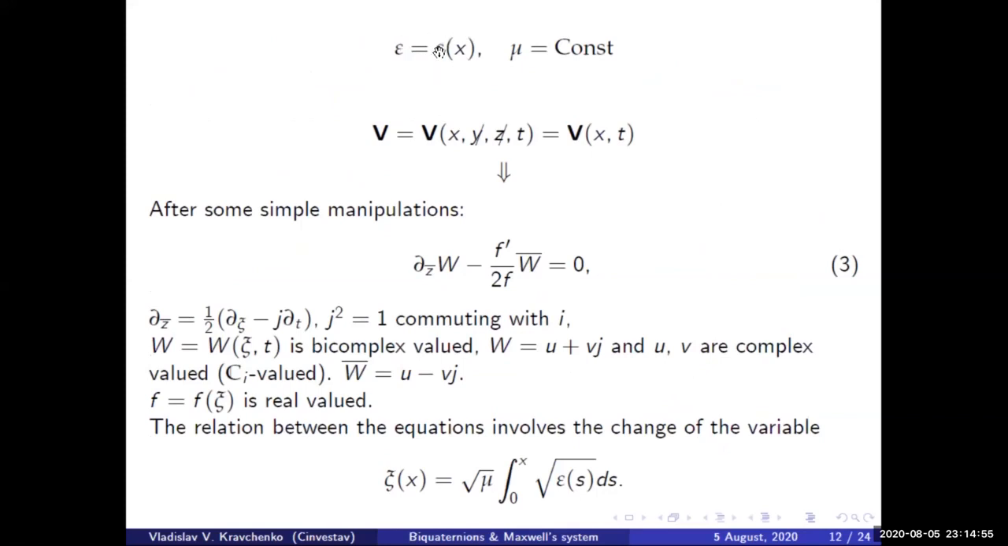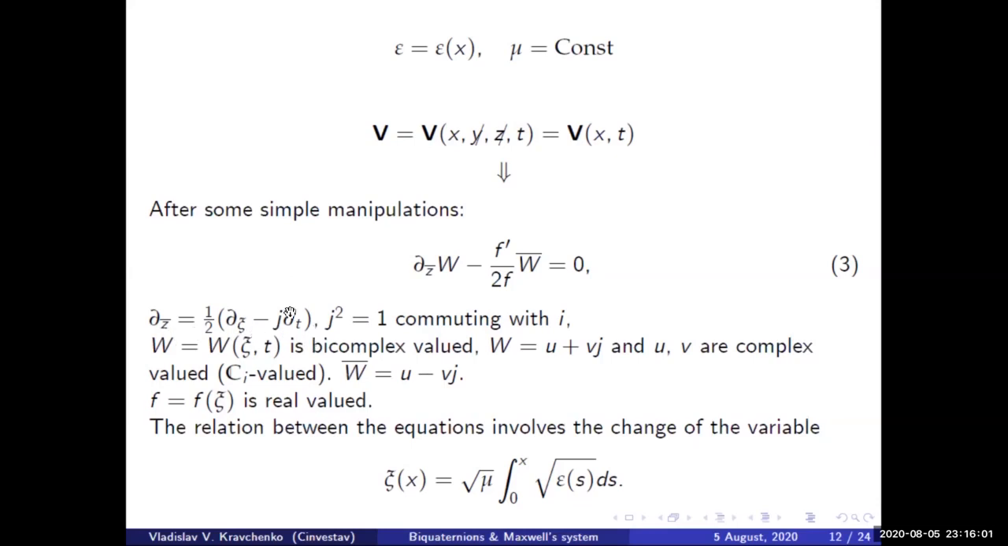So we are studying the model where this epsilon depends just on x, on one variable. Mu can be constant, can be a function, doesn't matter, but for simplicity it is a constant, so the medium is non-magnetic. And in this case, the problem can be reduced to the situation when this V, which was the combination of E and H, the electric and magnetic fields, depends just on x and on t. So it doesn't depend on y and z. And after some more or less simple manipulations, one can find that the biquaternionic Maxwell equation, which I showed you before, can be reduced to this bicomplex Vekua-type equation, where this dz bar is not elliptic, but hyperbolic.